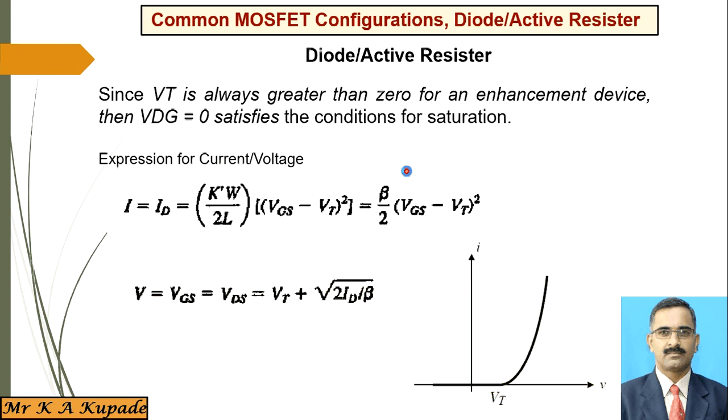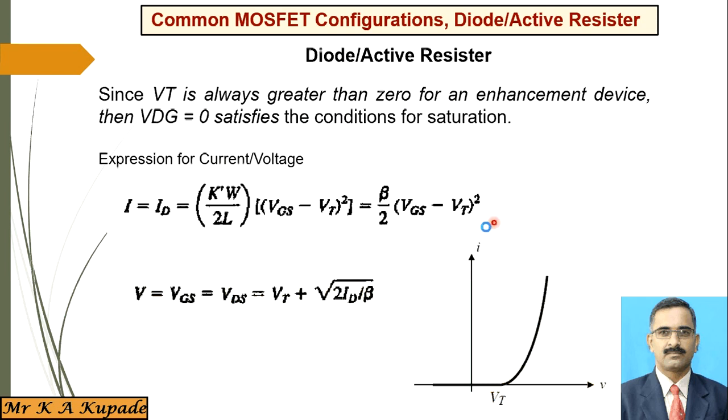So by considering this point, I am discussing only this VT and VDG, not any other voltages. By considering this condition, that particular MOSFET may satisfy the condition of saturation. Now, by considering this concept, the expression for the current and voltage can be written.